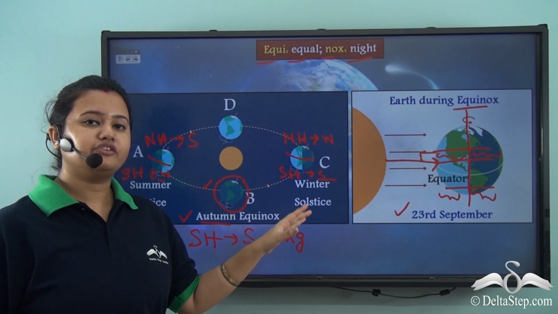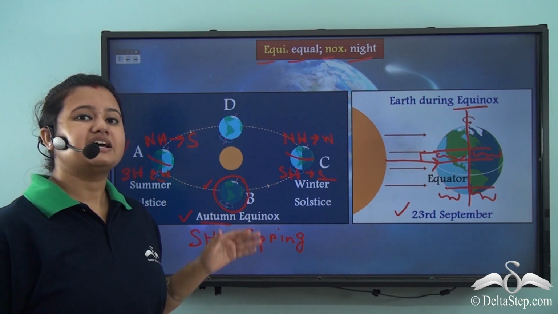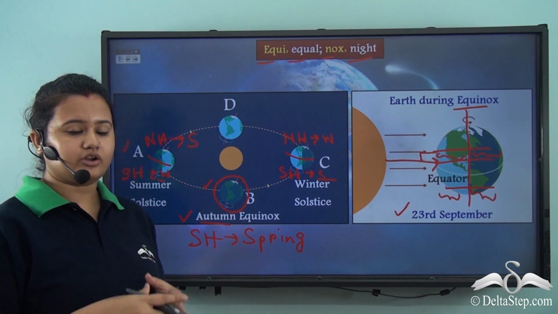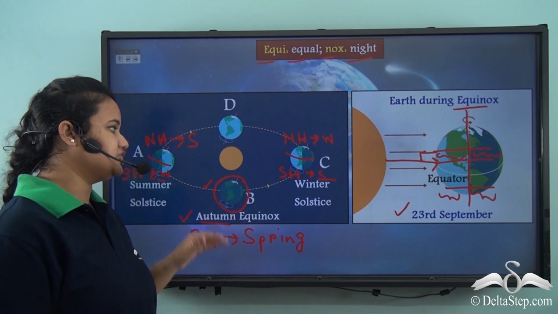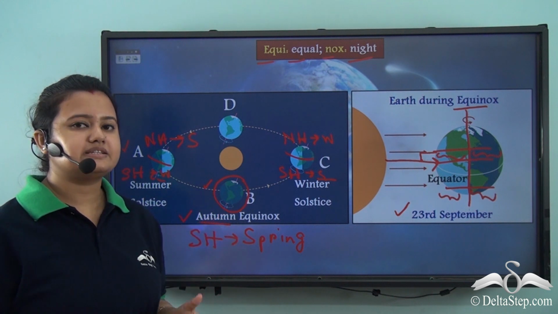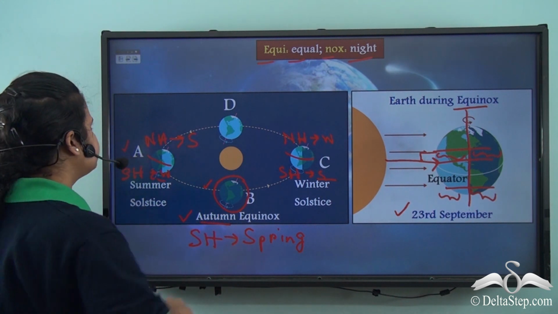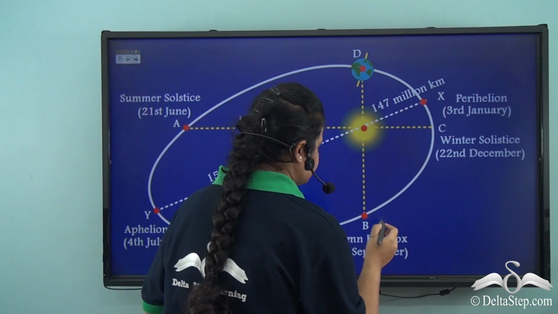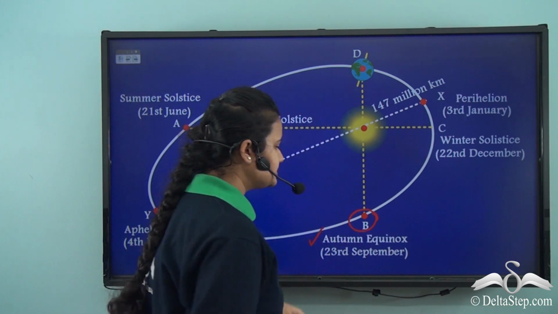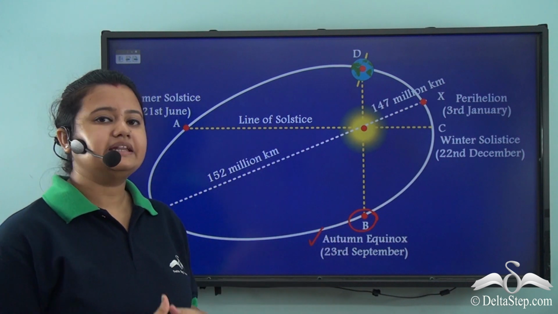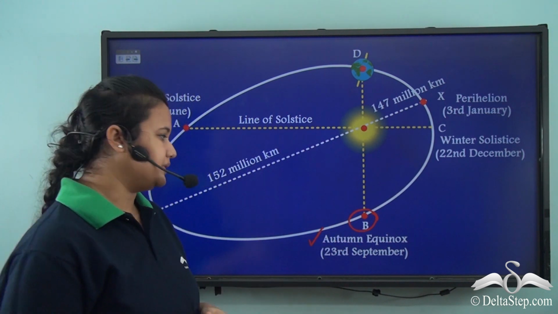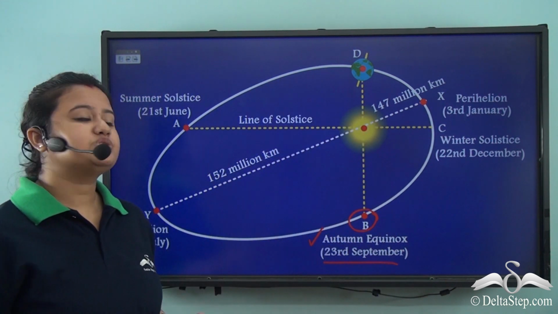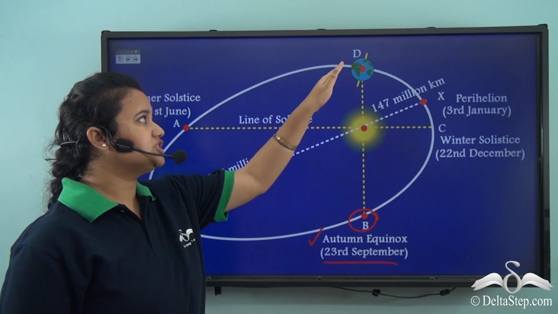But we do not refer to this position as spring equinox, rather we call it autumn equinox by taking into consideration the northern hemisphere. This is done just for convenience. So as we just learned, the Earth experiences autumn equinox at position B, and this moment takes place on 23rd September. Now suppose the Earth shifts to position D.